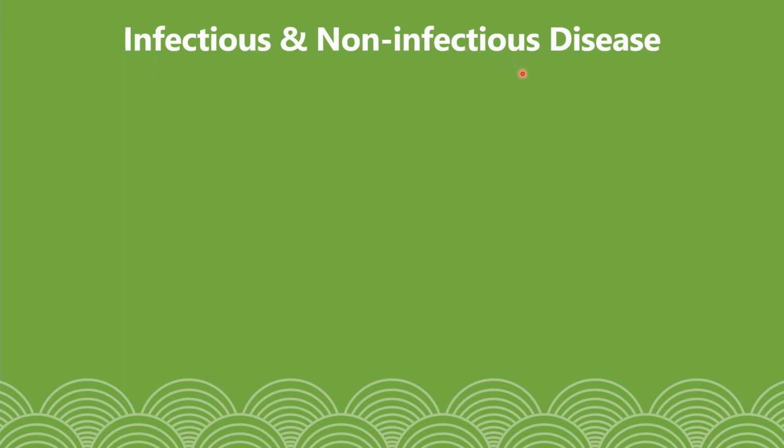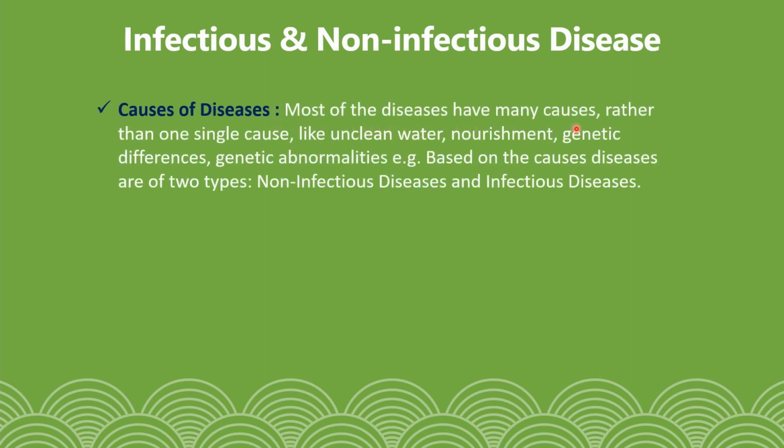So first of all, let's see what are the common causes of disease. Most diseases have many causes rather than one single cause. They can come from different sources like unclean water, lack of nourishment or problems in nourishment, genetic differences, genetic abnormalities, etc. These are the common causes. There are so many that they cannot be listed in a table. Based on these causes, diseases are classified into non-infectious and infectious.